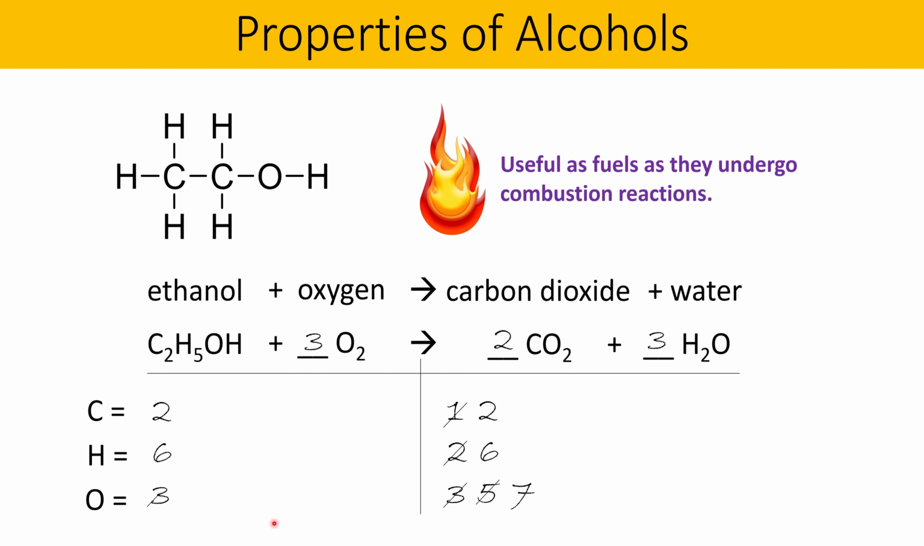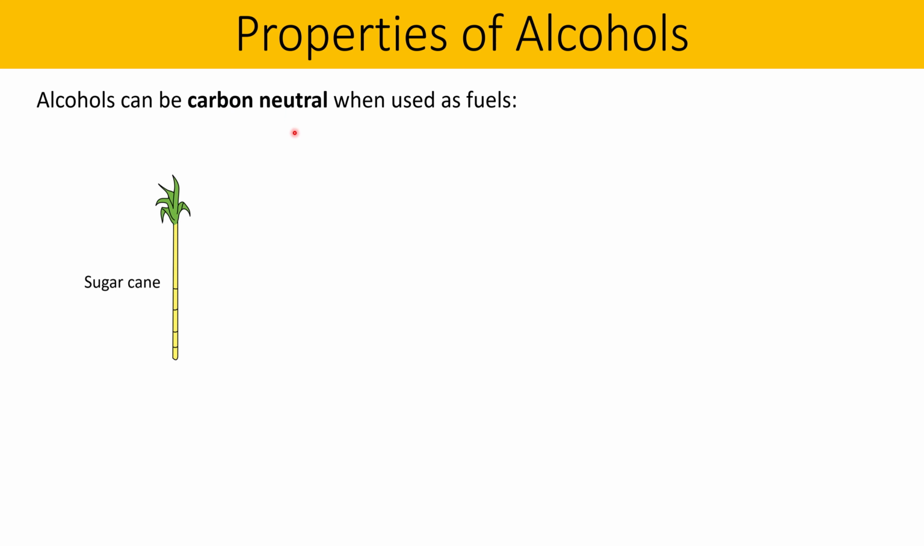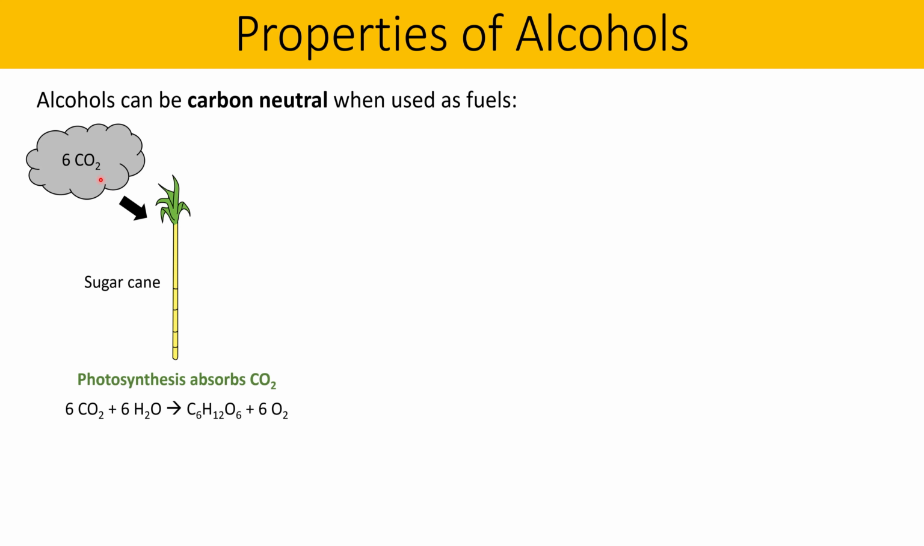When we use alcohols as fuels, if that alcohol comes from a plant, then we can consider the fuel to be carbon neutral. Ethanol, which is regularly used as a fuel, comes from sugarcane. The sugarcane absorbs CO2 as it photosynthesizes. I'm trying to balance here for the exact number of carbon dioxides over the entire process. That photosynthesis process will absorb CO2. 6 CO2s from the atmosphere plus 6 waters from the soil goes to form glucose, C6H12O6, and it releases 6 oxygen molecules.